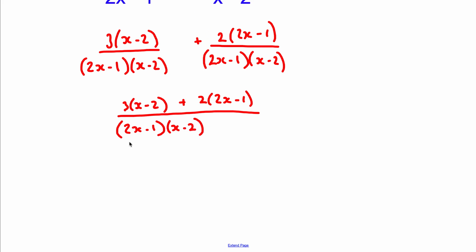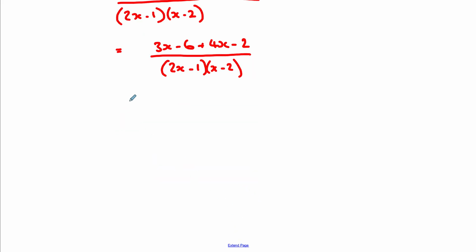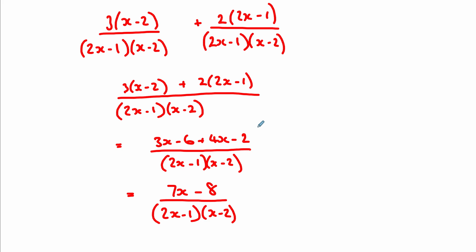I don't know why I keep writing that all the way over there. Oh, it won't let me split it. Anyway, I'll keep going. Expand the tops, so that's going to be 3x minus 6 plus 4x minus 2 over 2x minus 1 and x minus 2. And if we collect them together, that's going to give me 7x minus 8 over 2x minus 1 and x minus 2.